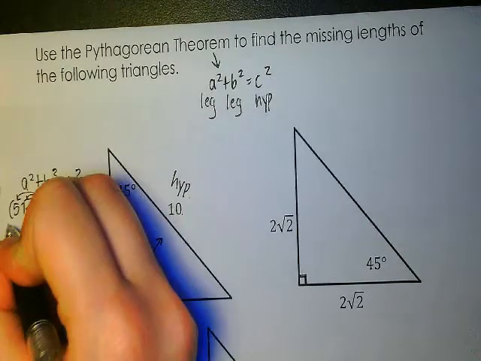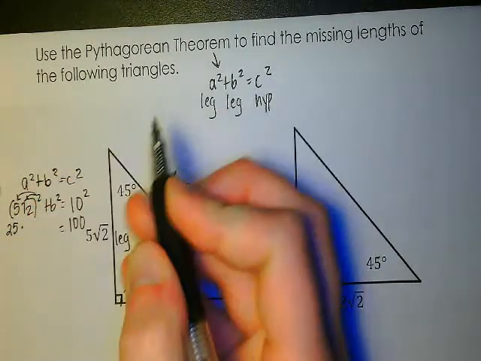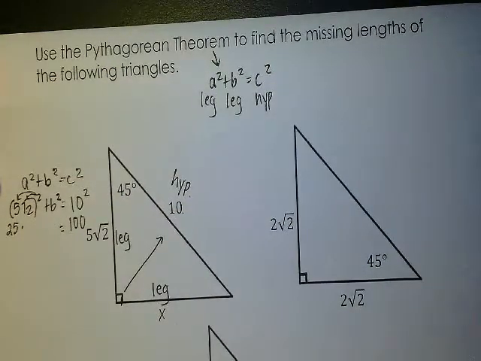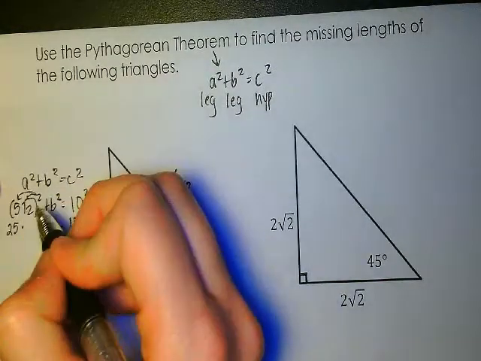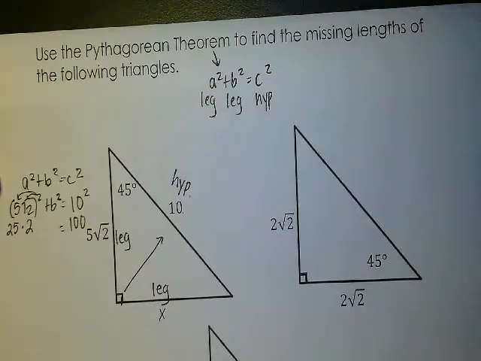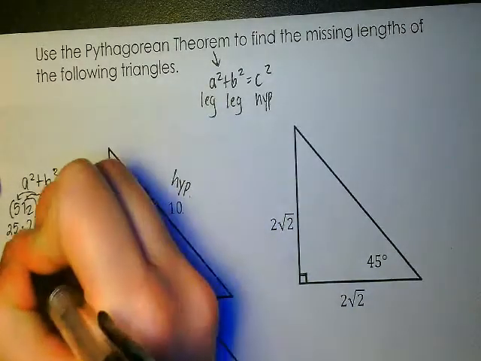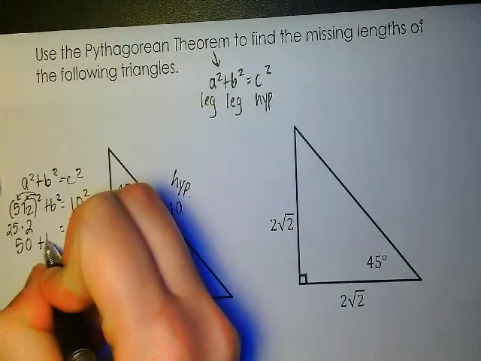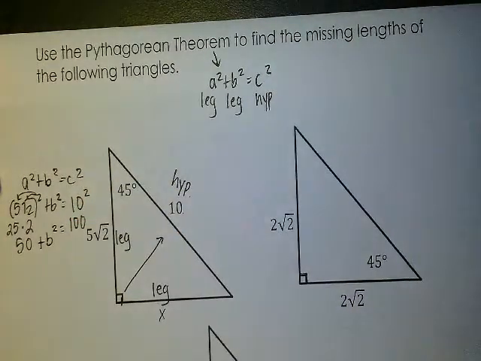So I'm going to do 5 squared, which is 25. And I'm going to multiply that by the square root of 2 squared. Square root of 2 squared is square root of 2 times another square root of 2. Square root of 2 times square root of 2, effectively the square and the square root cancel, and we're left with just the number 2. 25 times 2 is 50. So on the left side of my equation, I get 50 plus b squared equals 100.